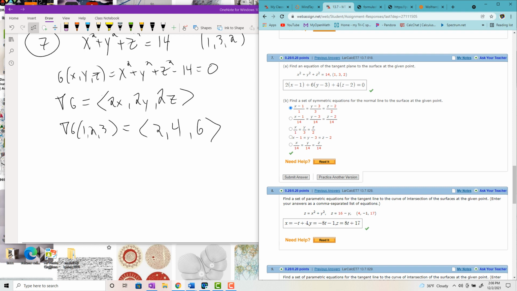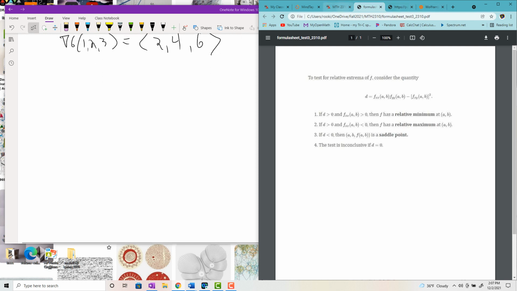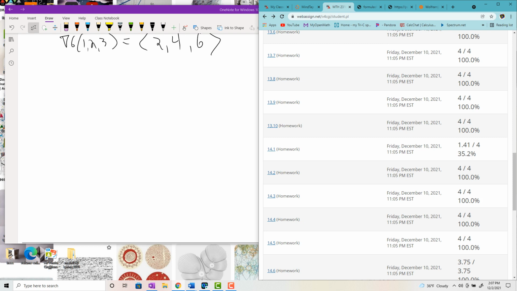13.8 then got us into relative extrema. I think from there it went into maximizing and minimizing problems. So that formula sheet on test 3, you may want that. Let's look at 13.8.